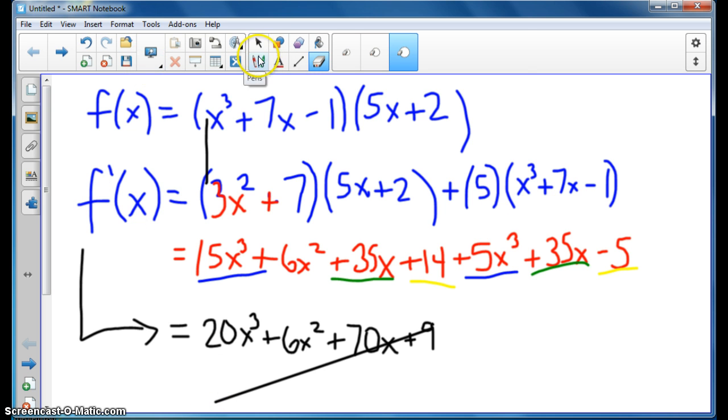Anyway, so that is our simplified derivative function of our original two functions. So that's the deal with product rule, and that's the little mini lesson on the basic concept of power rule and product rule, how they relate to each other, how they can be used within the same functions.